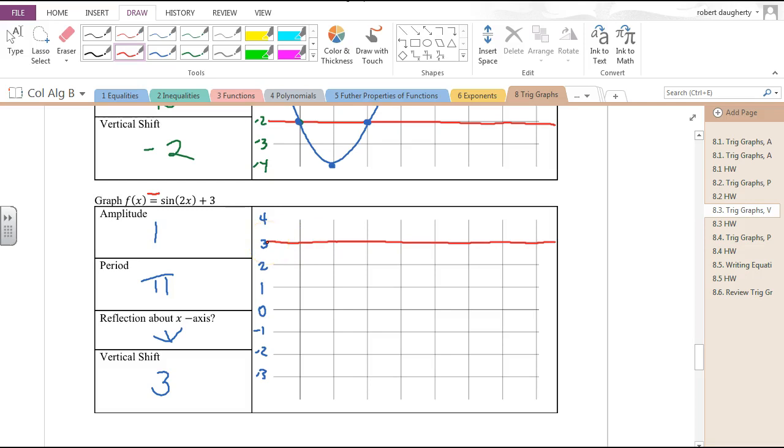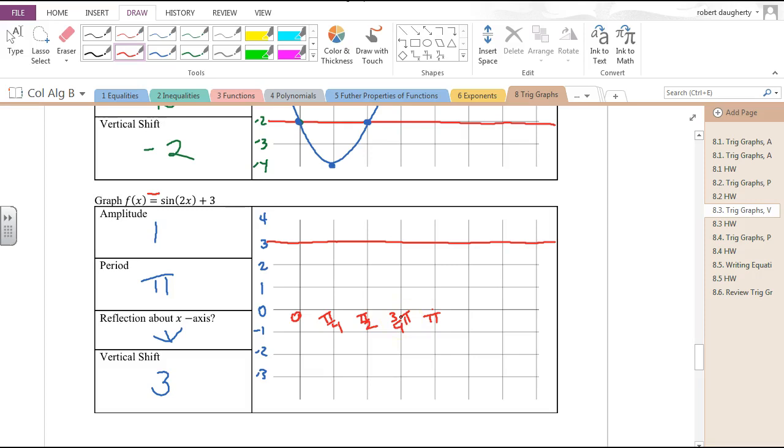So the period is pi, so that makes this 0. 1, 2, 3, 4. That's pi. What's halfway in the middle? Yeah, pi over 2. That makes this pi over 4. And that makes this 3/4 pi.